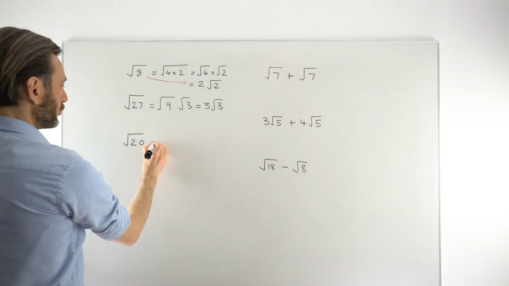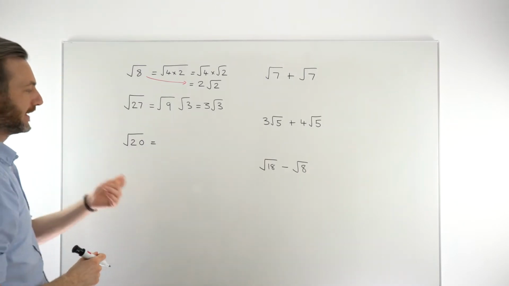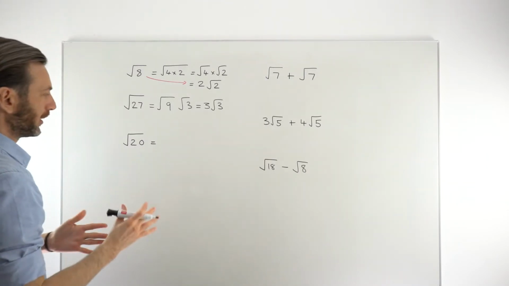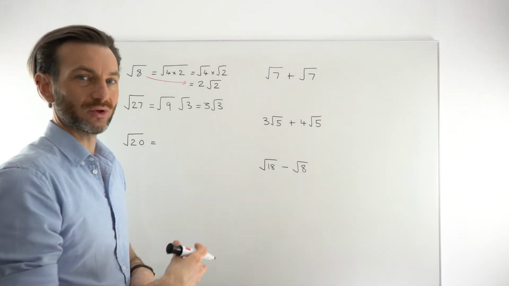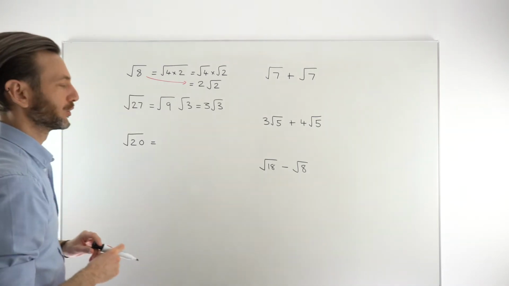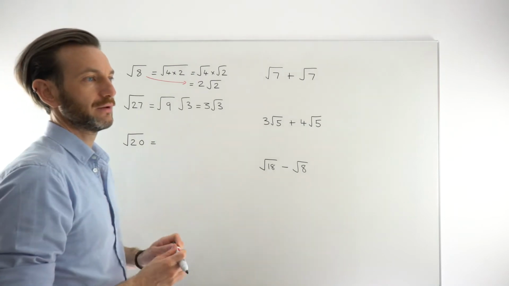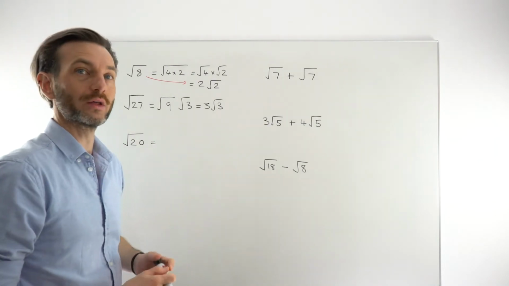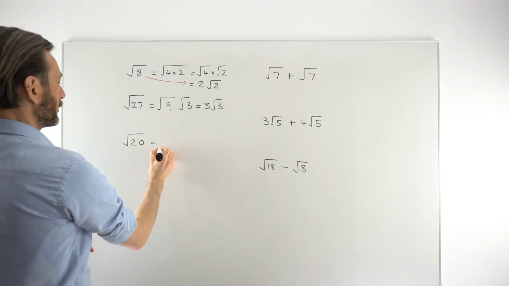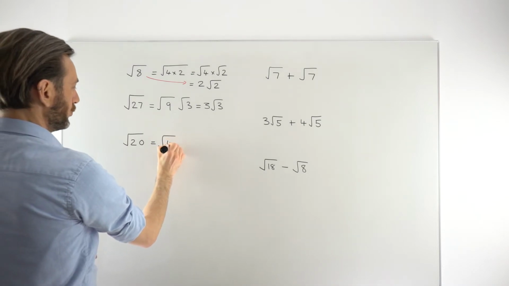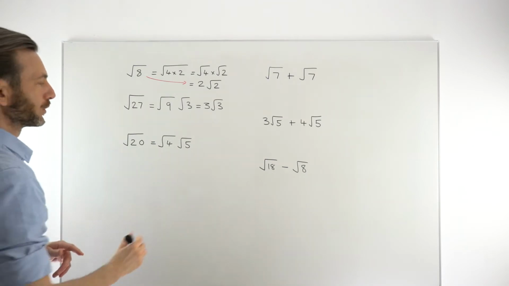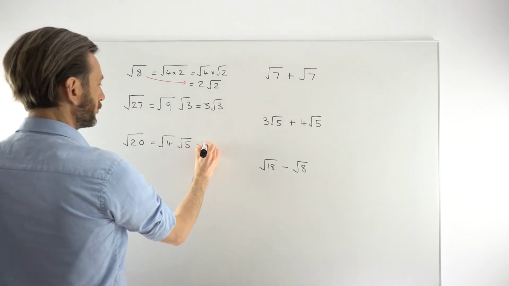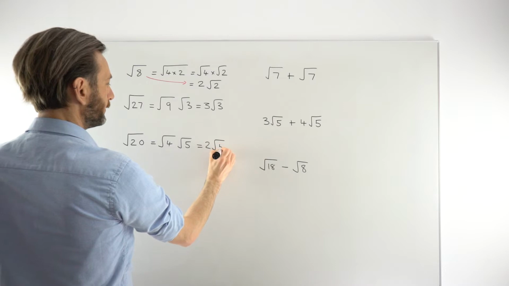Okay, let's have a look at root 20. So 20 could be 10 and 2, could be 5 and 4. 10 and 2, 2 is a prime number, 10 is not a square number, so that's not an ideal combination. 5 is a prime number and 4 is a square number, so that's a better combination. So we'll go for that one. So root 4, root 5. Square root of 4 is 2, so we just get 2 root 5.